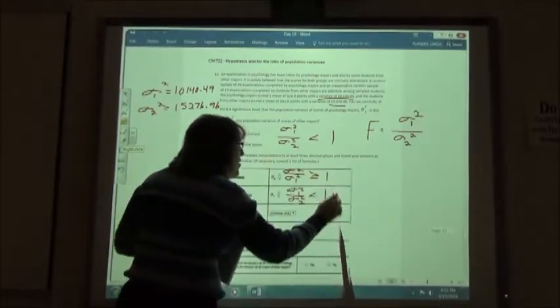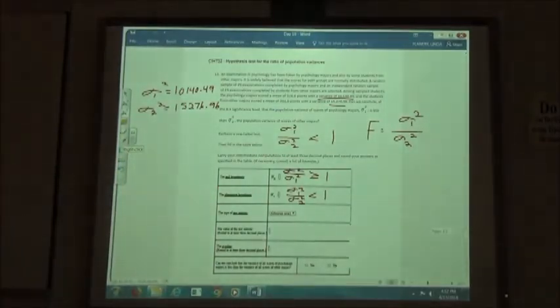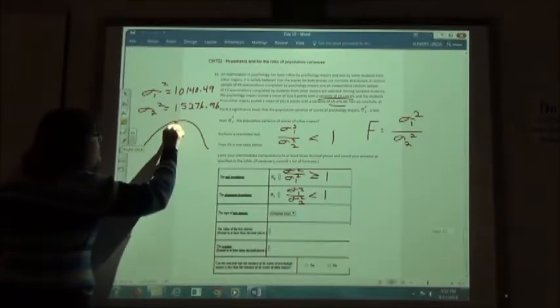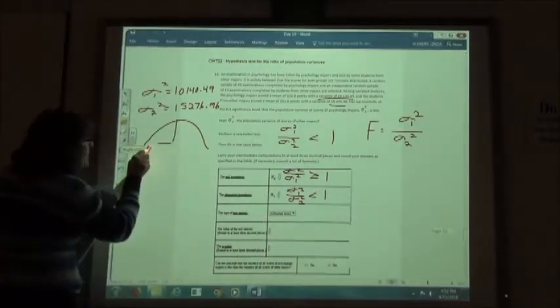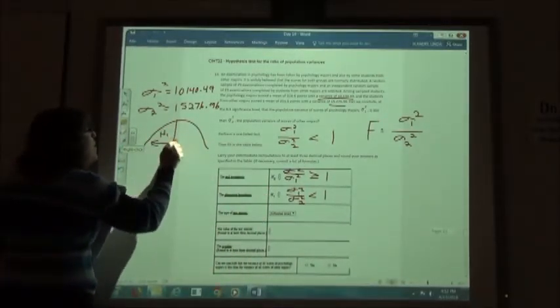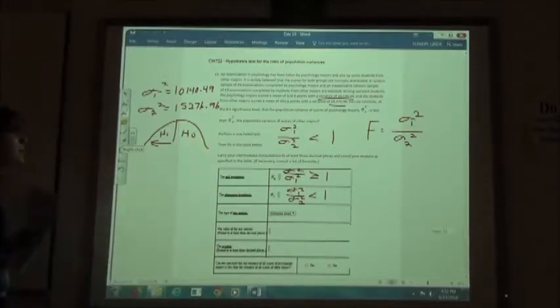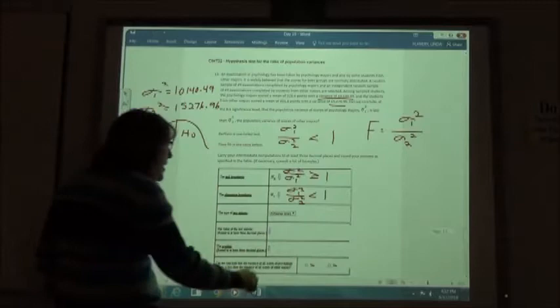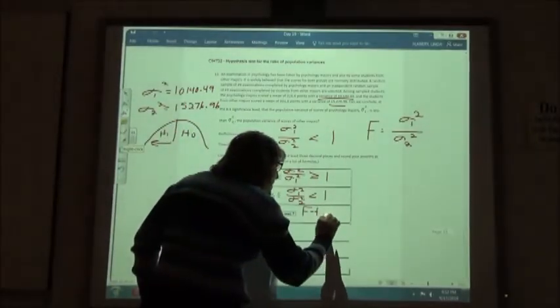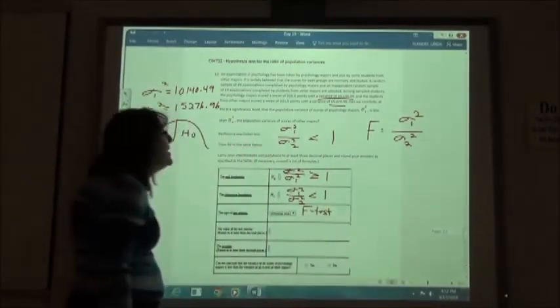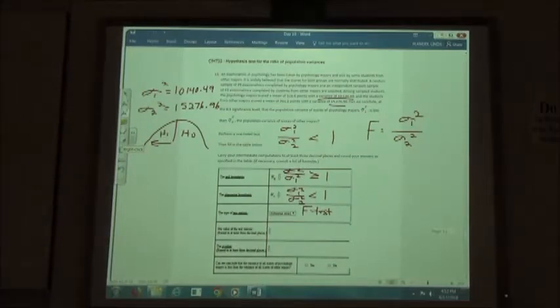This one then would be greater than or equal to. So here I'm doing a one-tailed test. I am doing less than, so here would be where my alternative one is. There's where my null is. The type of test statistic I'm doing is my F test. And on my F test, I have to have my degree of freedom in my numerator and my denominator.